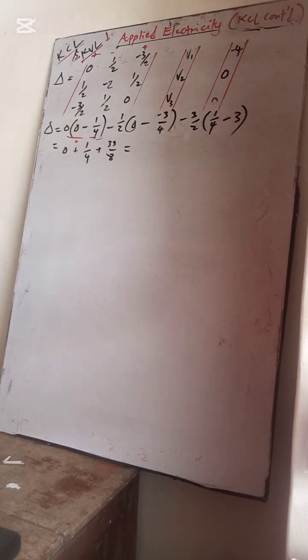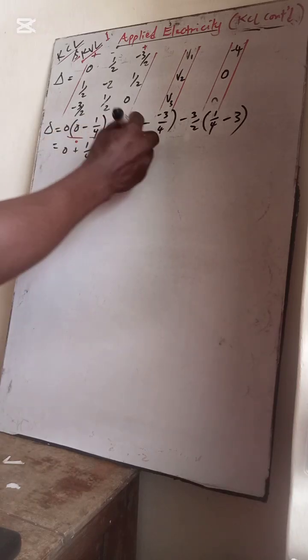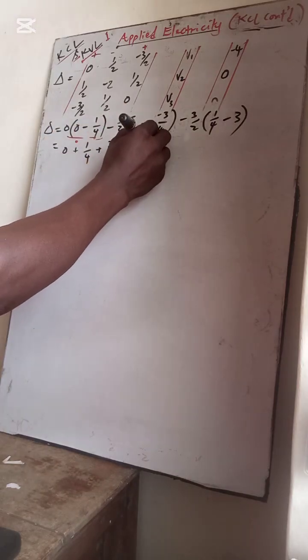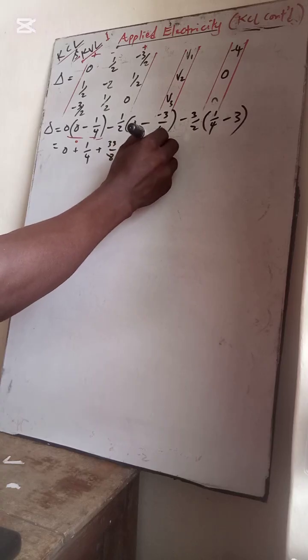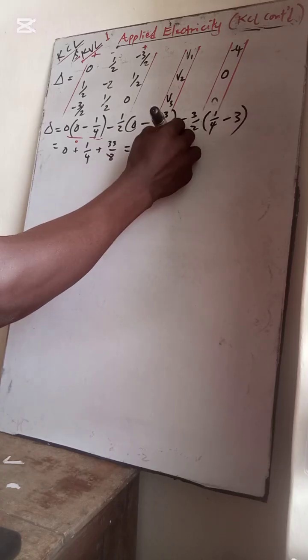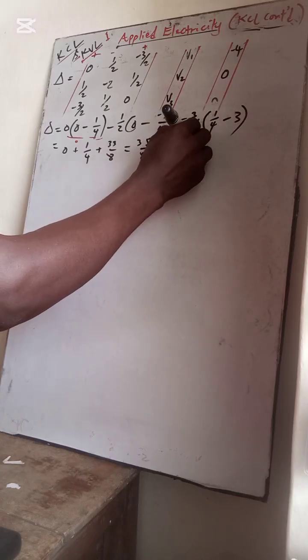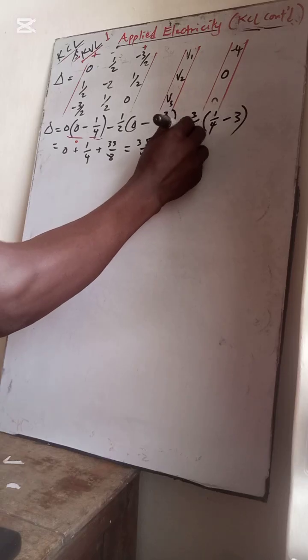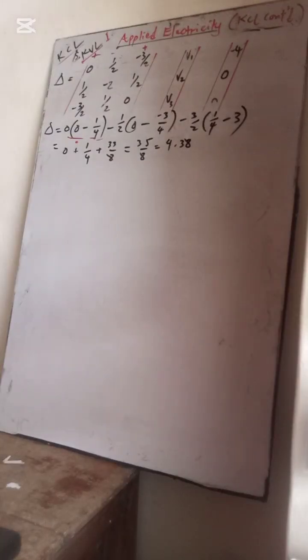1 over 4 plus 33 over 8 is 35 over 8, which is 4.37 or 4.38. So let's begin for delta 1 now.